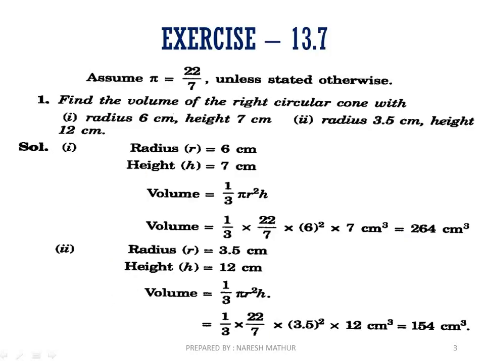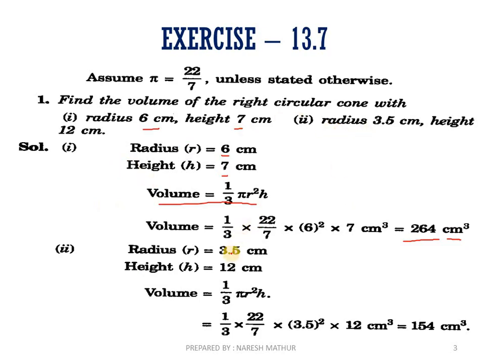Let's start the exercise. In the first question, we need to find the volume of a right circular cone with radius 6 cm and height 7 cm. So we are given the values of r and h. Volume of cone is 1/3 pi r square h. Just simply put the values of radius and height and we can get the answer. And always take care of the unit: as we are finding volume, the unit must be centimeter cube or meter cube. Alright, or it can be in liters also.